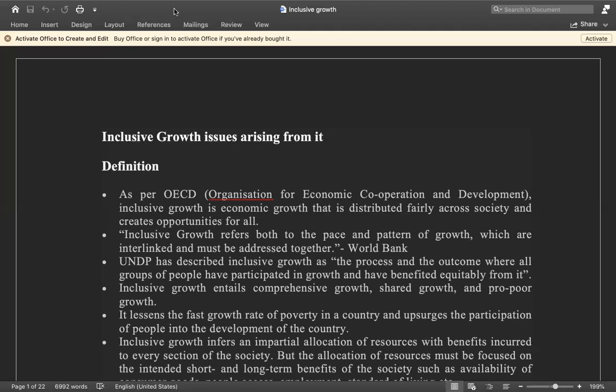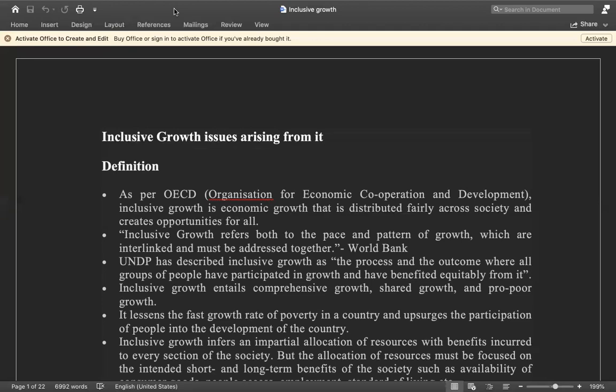Next, the United Nations Development Programme (UNDP), the agency of the UNO, describes inclusive growth as a process and outcome where all groups of people have participated in growth and have benefited reliably and equitably from it. You see, all should participate in the activity, and all should get the benefit equitably. It is called inclusive growth, in simple terms, isn't it?